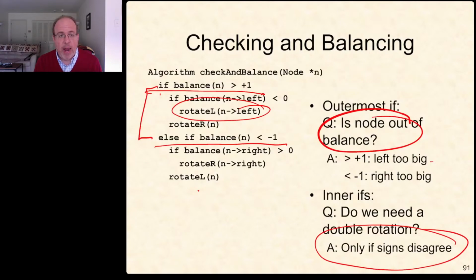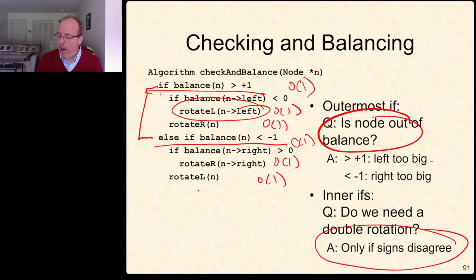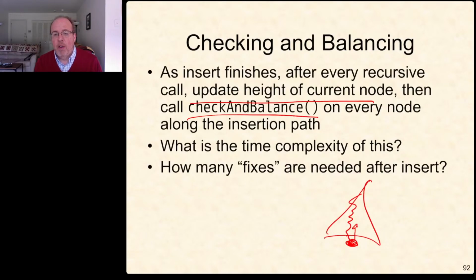At each step, we have a couple of comparisons and a couple of rotations. And remember, the rotations are fixed time because they only involve a couple of nodes and 3 pointers. So the rotates are constant time. And the comparisons are also constant time. So every check and balance is constant time. So as we're moving up at each level, it's constant time.